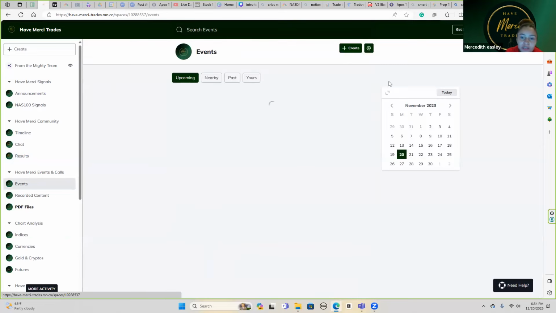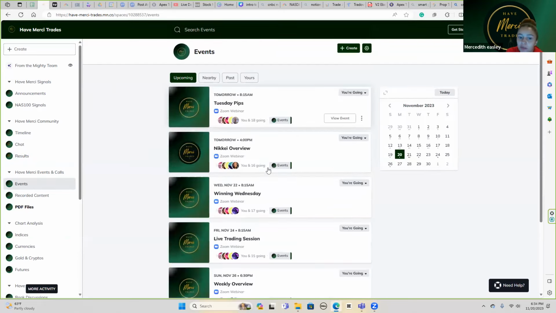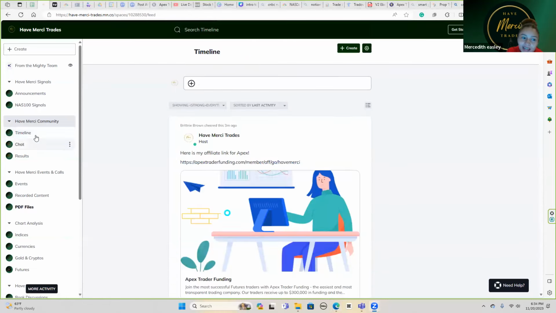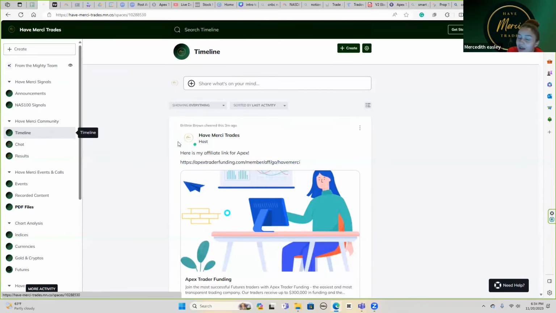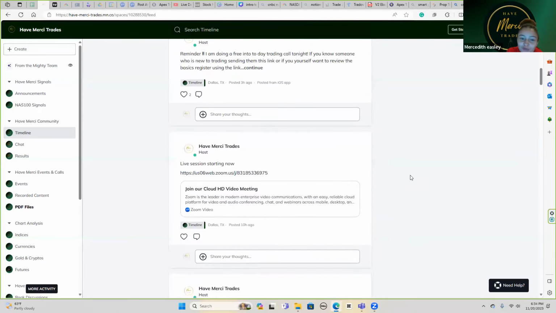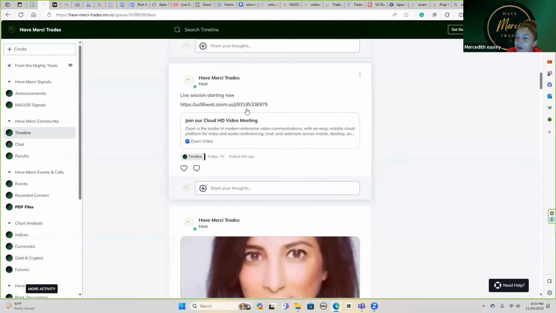Then we have events. If you want to know and schedule your days out for upcoming calls, we have an events tab. Honestly, a lot of people don't RSVP. We be having 100 people in the calls and only 18 RSVP. So that's why I always post the call on the timeline, because I know if they don't RSVP, they're not getting the notification. So I always post it on the timeline because I can notify them regardless. All right. But it's important to RSVP.